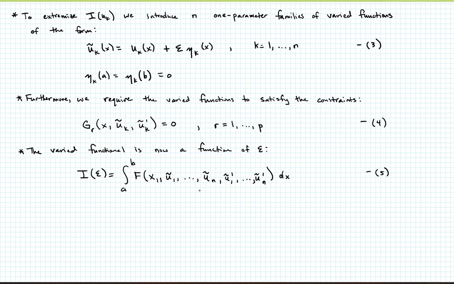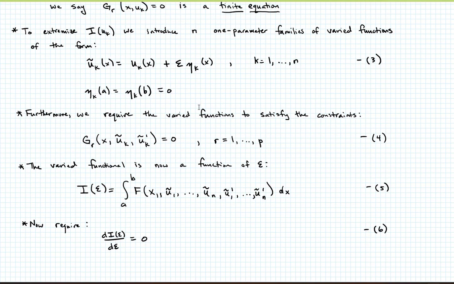We know how to extremize a function: we take the derivative with respect to the variable and set it equal to 0. That's what we're going to do next. So now we require that dI of epsilon with respect to epsilon is equal to 0. Call that equation 6.